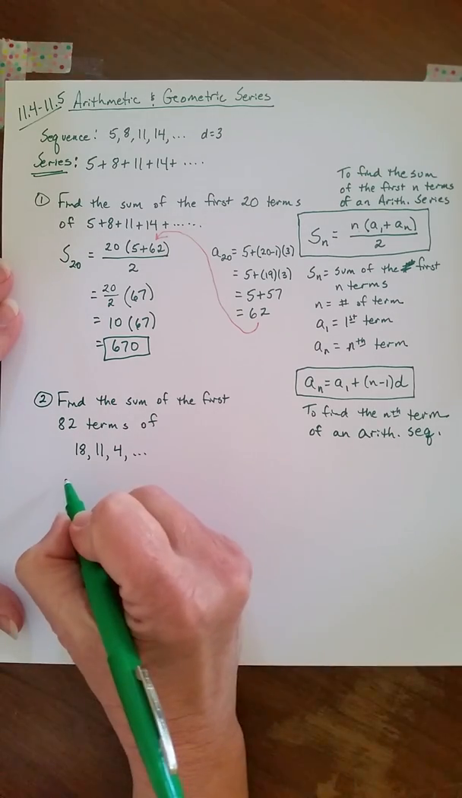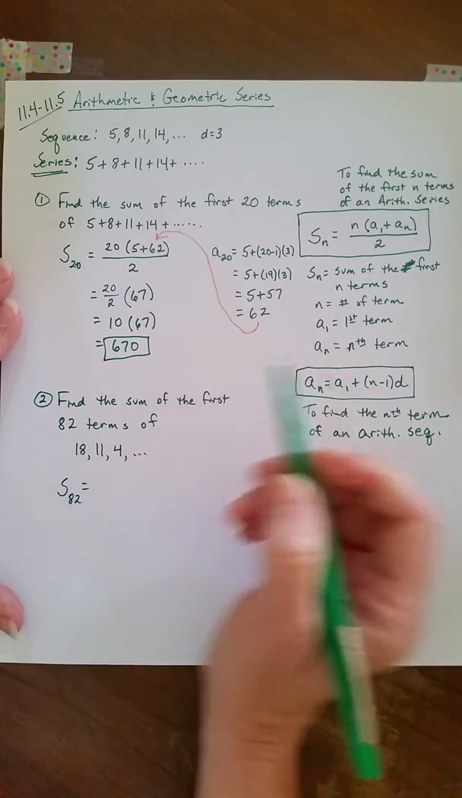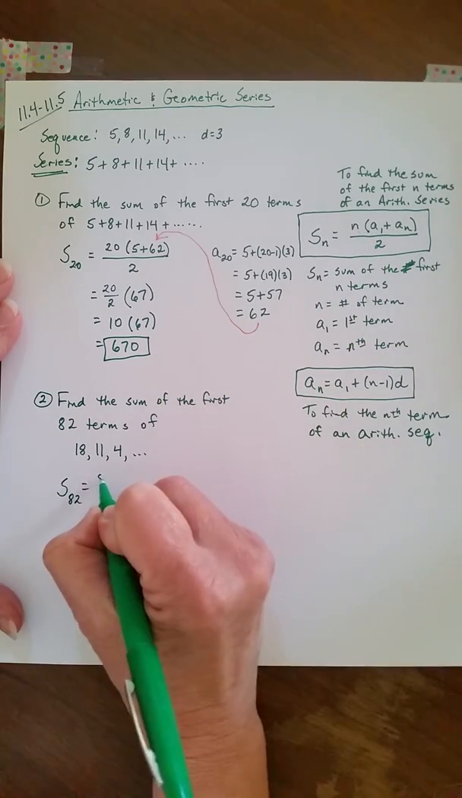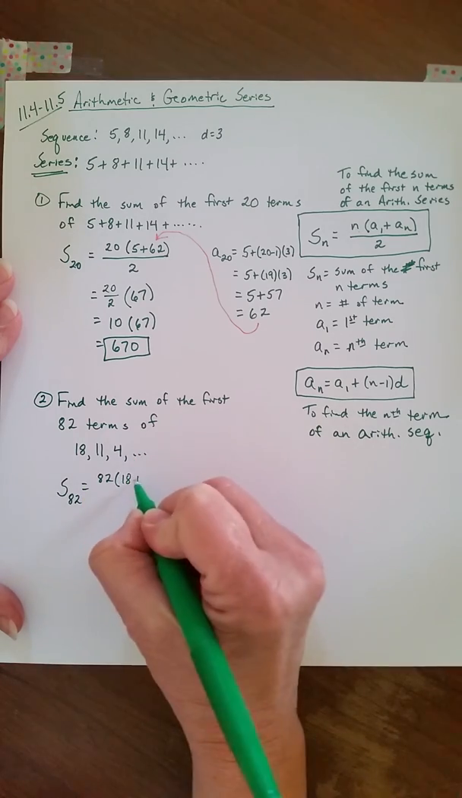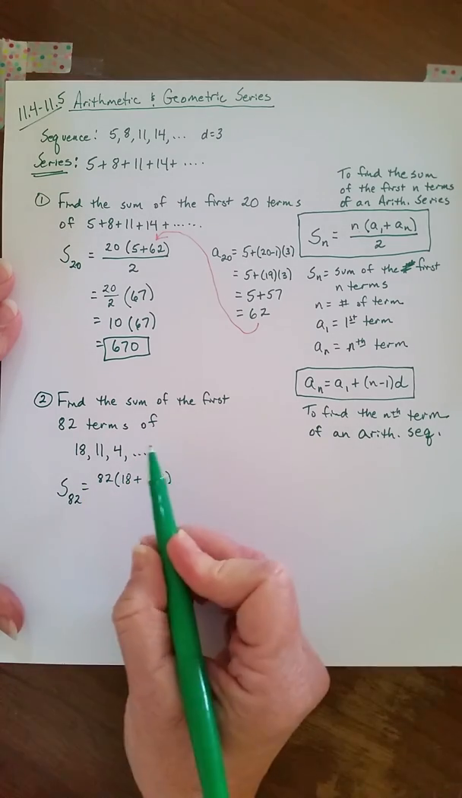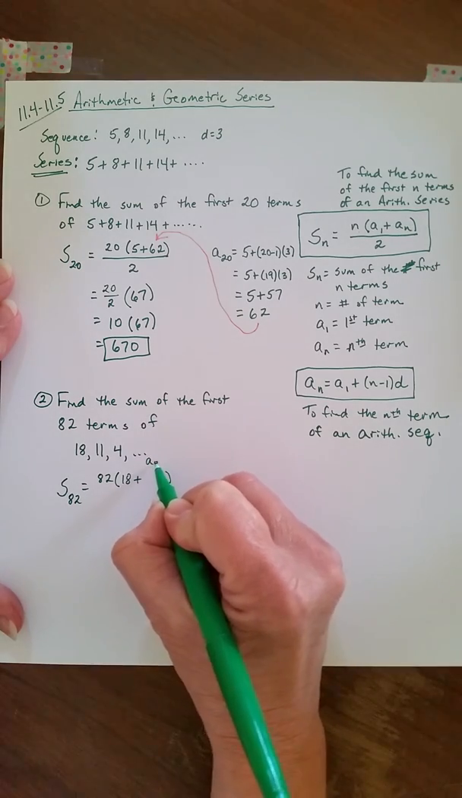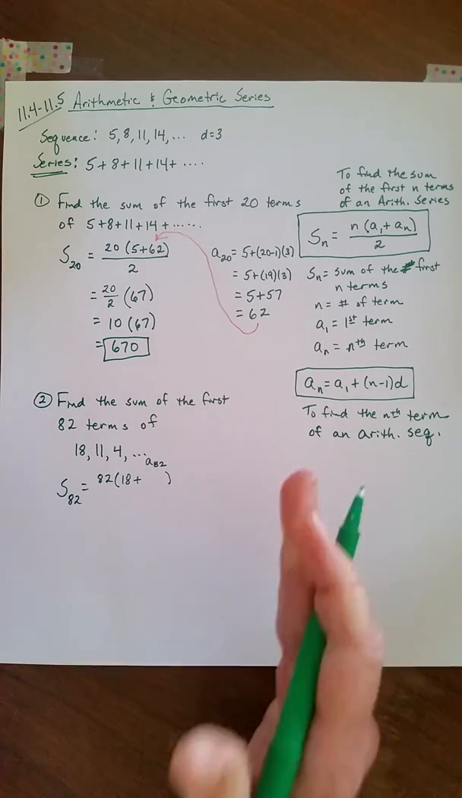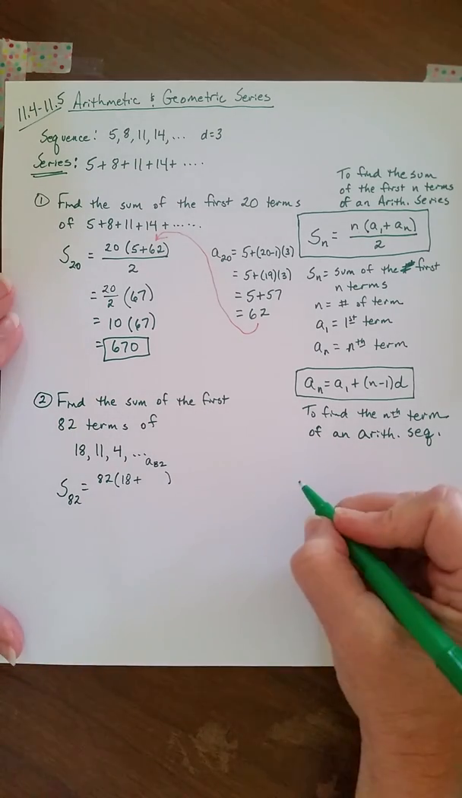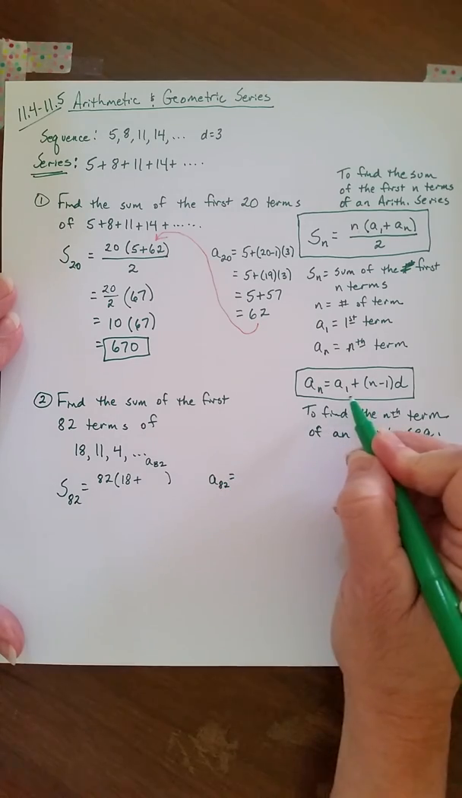All right, so we have to find the sum of the first 82 terms. So that's going to be 82 times the first term, 18, plus the 82nd term. Now keep in mind, we want to find a sub 82. We don't want to put 82 in there. We want to find the last term. So off to the side, I'm going to find a sub 82 using this formula.